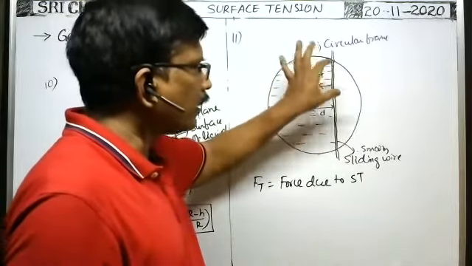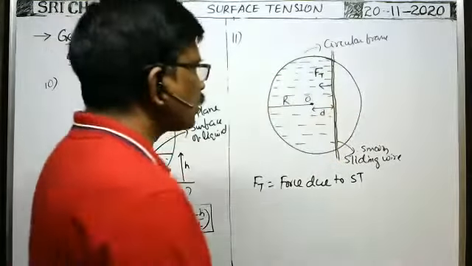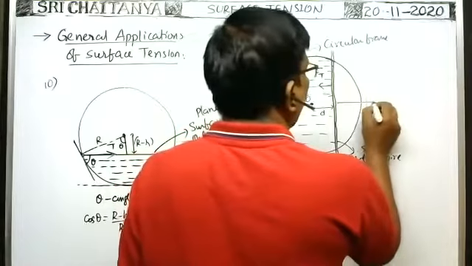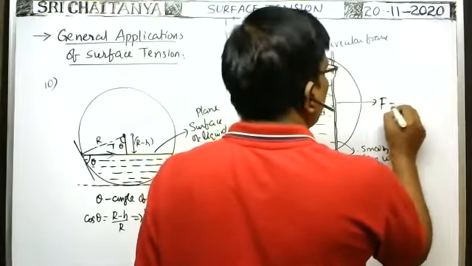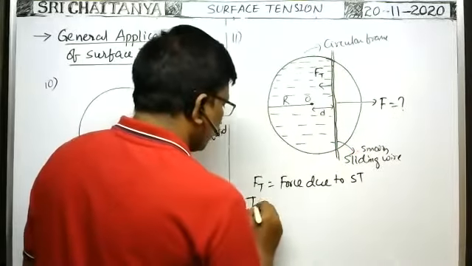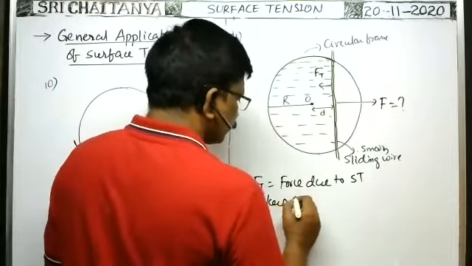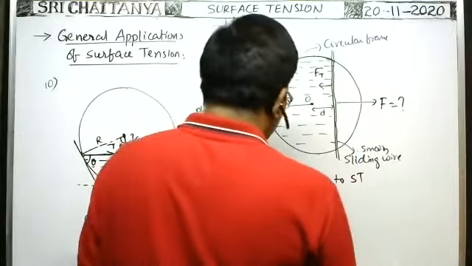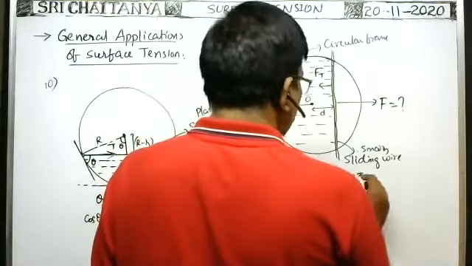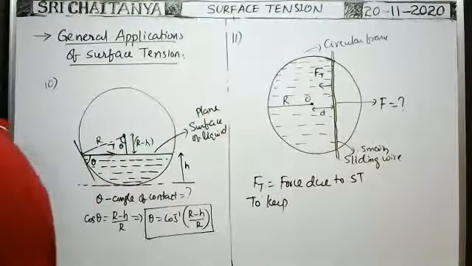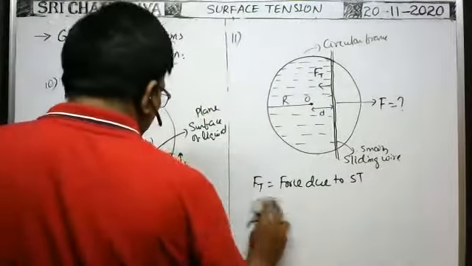But to keep the sliding wire here only in equilibrium, what is the force required? So here on the sliding wire, what is the minimum force? What is the force required, F is called, question mark. To keep, okay, first of all, force due to surface tension, Ft. So that Ft pulls the sliding wire towards left.